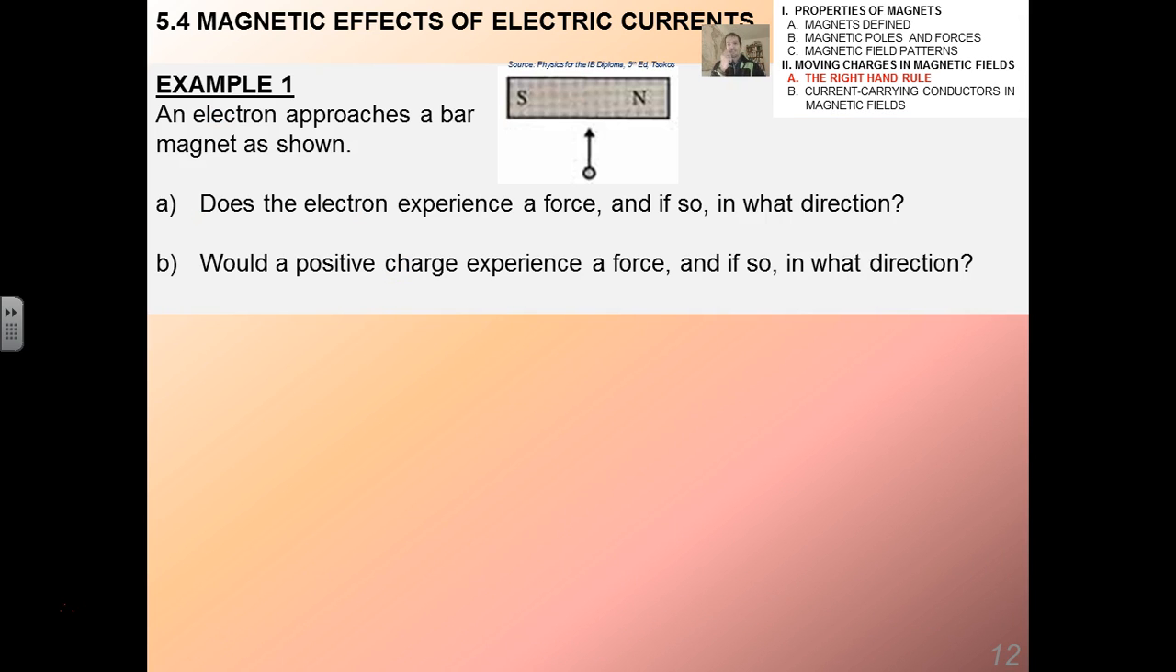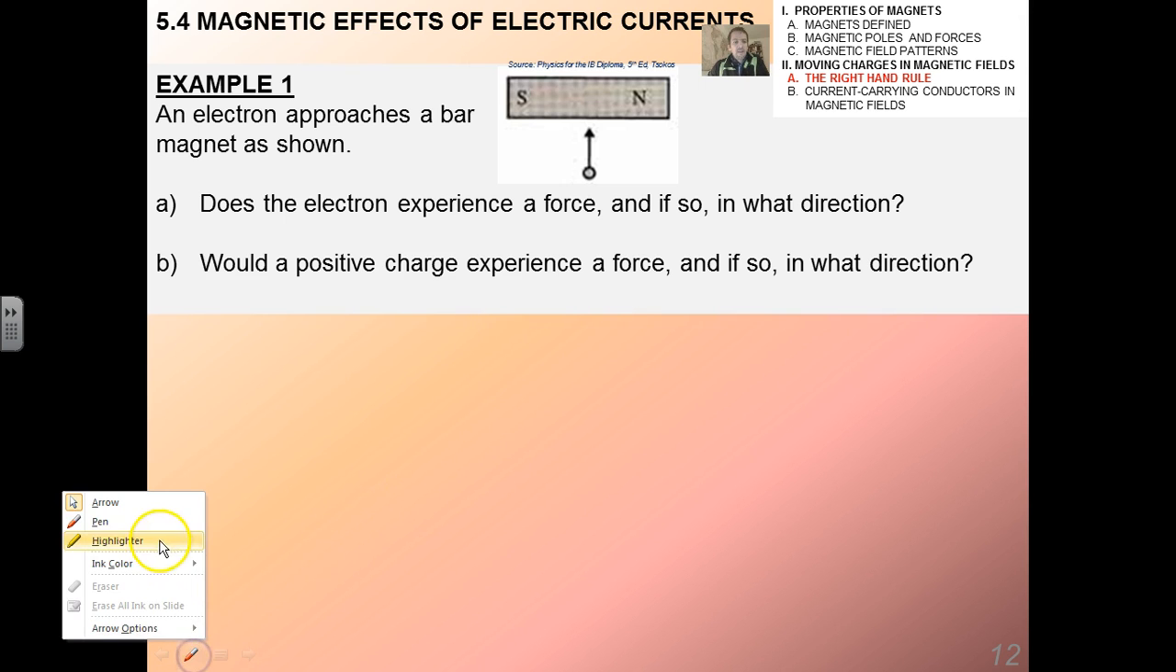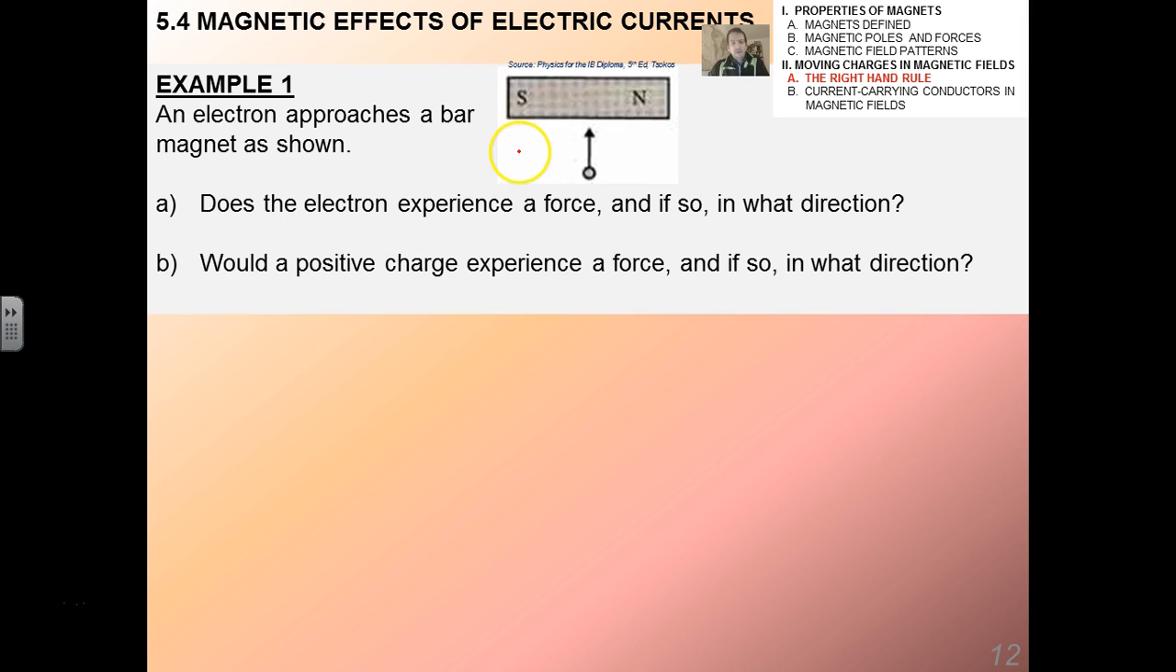All right, so let's do a couple of examples here. Number one, an electron approaches a bar magnet as shown. Does the electron experience a force? And of course, the second question is going to be, would a positive charge experience a force?